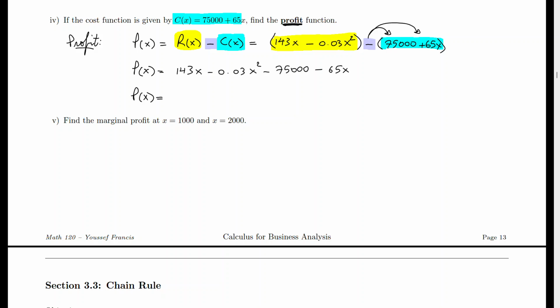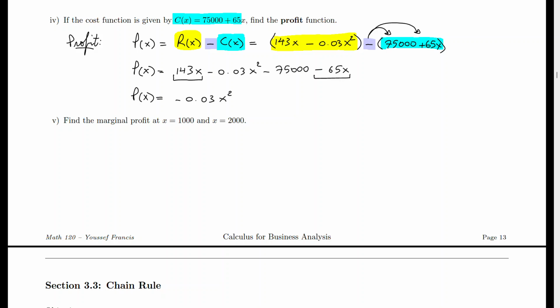The last thing I want to do here before I move on to the next part of the problem is to just combine like terms and write the answer in standard form just because it looks prettier that way. So I'm looking at any terms that have x squareds first. There's only one of them, so I'll put that first in front. And next I'll use the x terms. So I have 143x and then 65x.